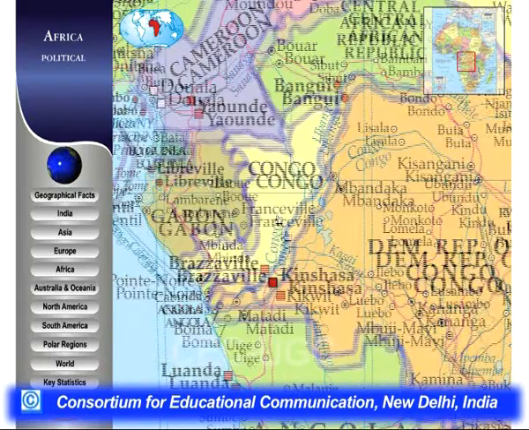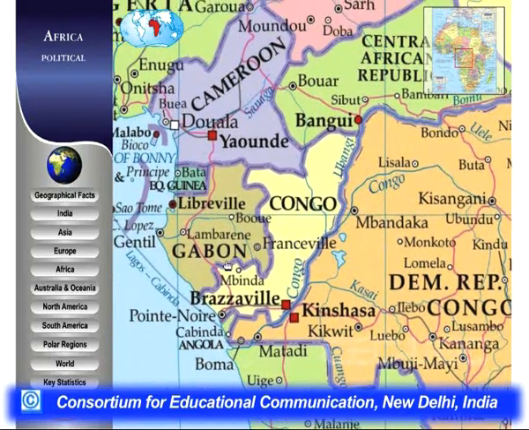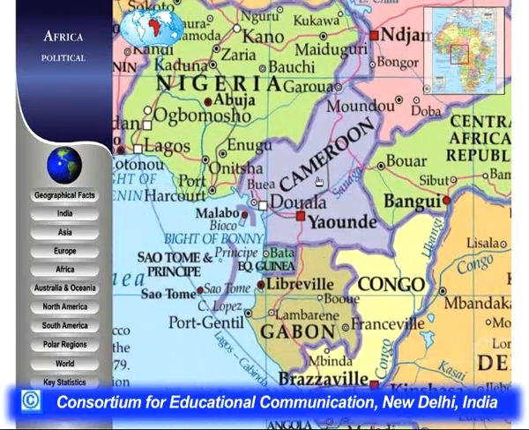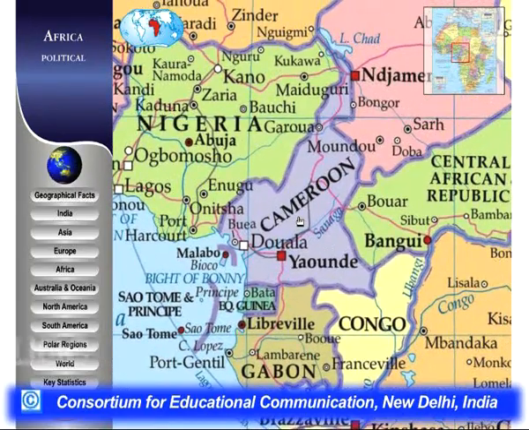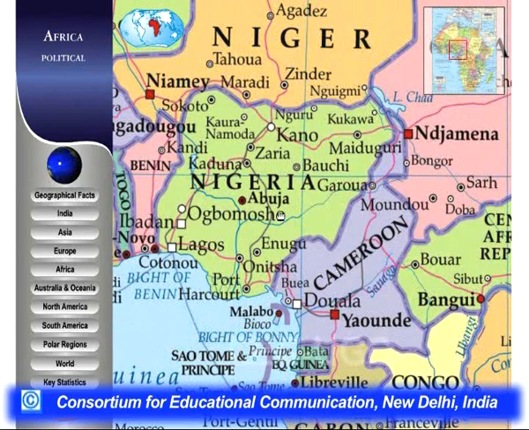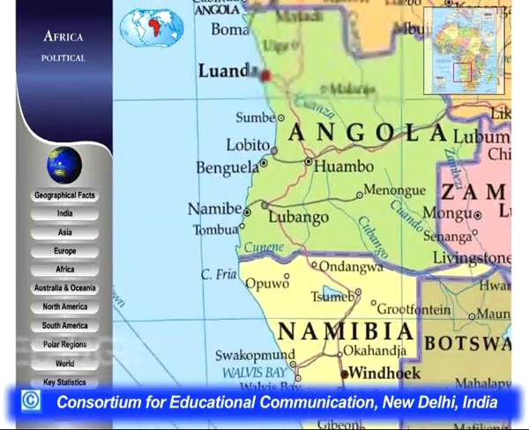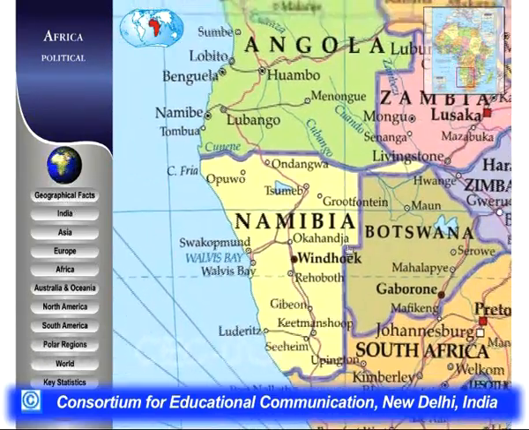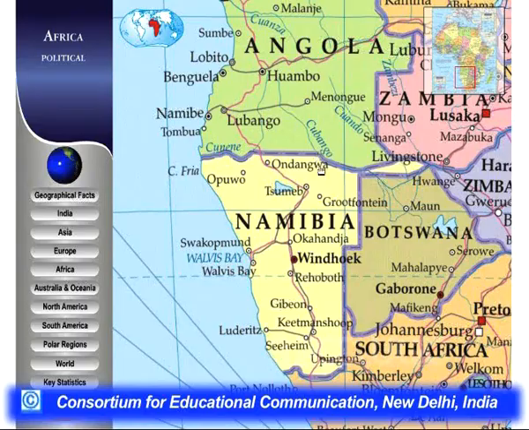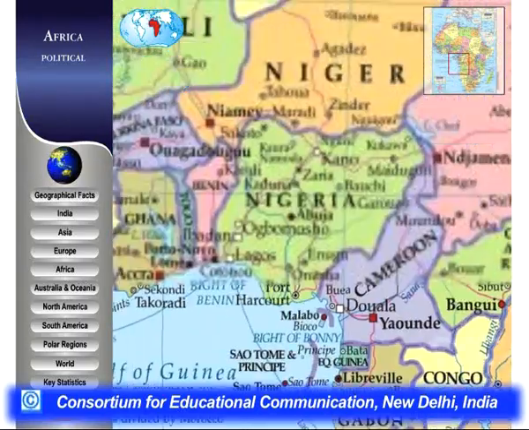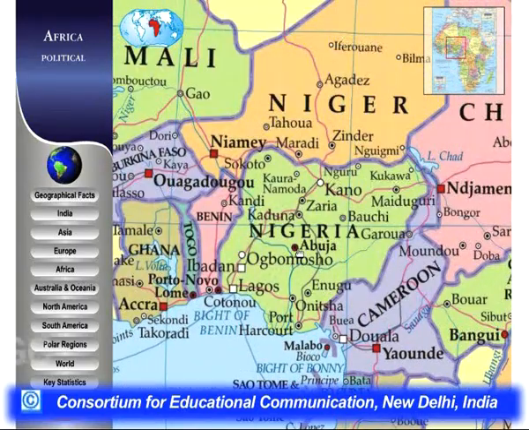Then Congo, Gabon, Cameroon, and number 21, Nigeria. So if you come from South Africa at number 13, there comes number 21, Nigeria.